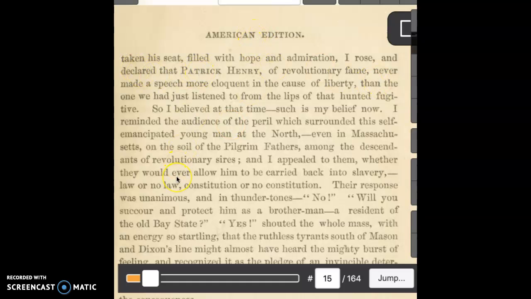I rose and declared that Patrick Henry of Revolutionary fame never made a speech more eloquent in the cause of liberty than the one we had just listened to from the lips of that hunted fugitive.